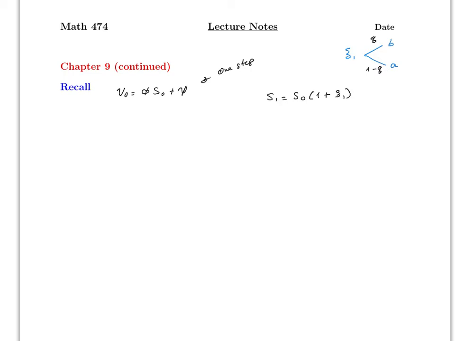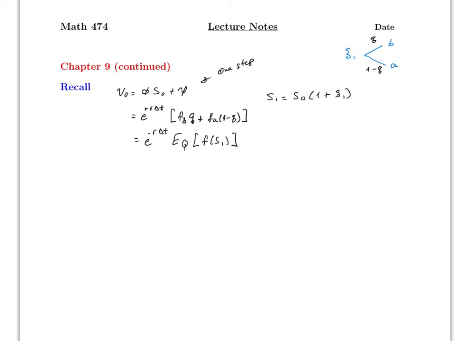Also, from here we can show that this is equal to e to the minus r delta t times f of b times q plus f of a times 1 minus q, which is technically the discounted expected value with respect to Q. So it's very important that we're using Q of the payoff function.